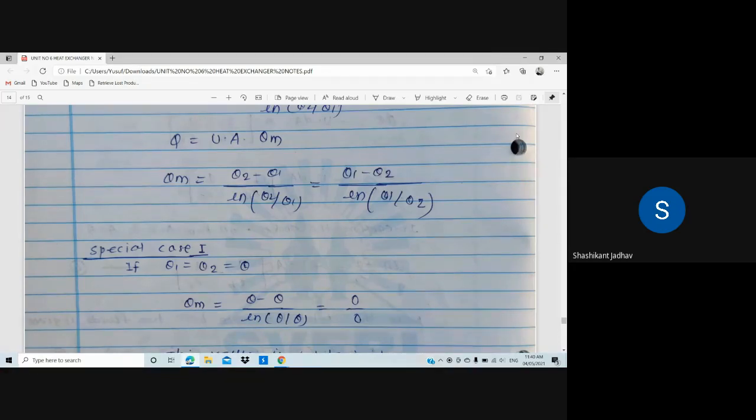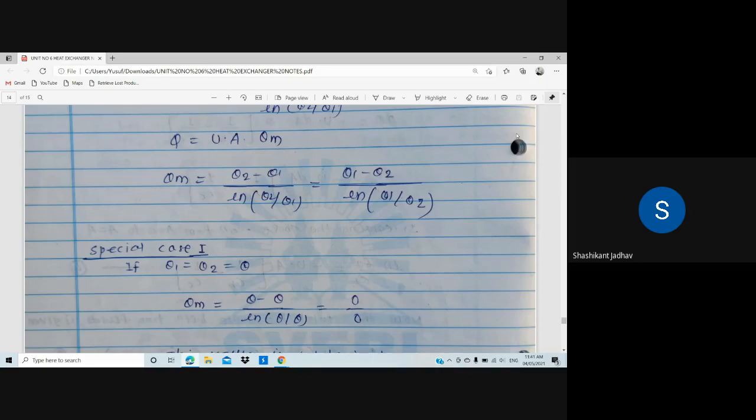त्याच्यामध्ये थीटा m मध्ये जर हा थीटा 1 आणि थीटा 2 च्या जागेला आपण थीटा जर पुट केलं तर आपल्याला कुठला फॉर्म मिळतो, 0/0 फॉर्म मिळतोय. ओके, so put the value into that equation. What is our LMTD equation? Theta m is equal to theta 2 minus theta 1 divided by ln of theta 2 upon theta 1.